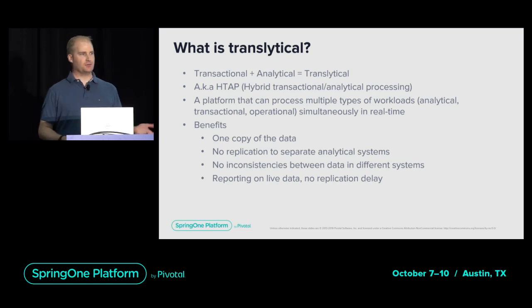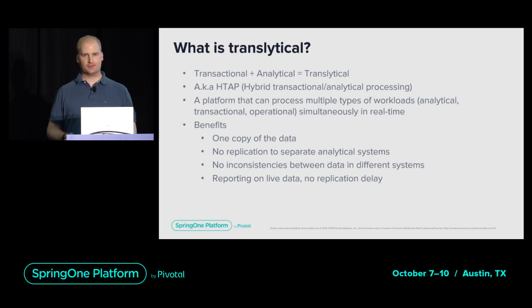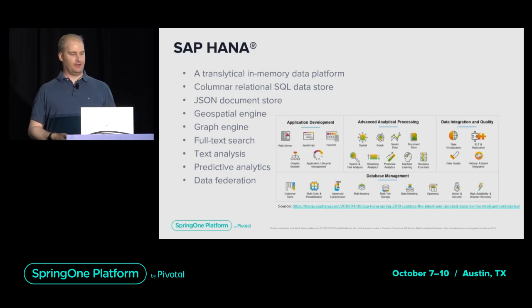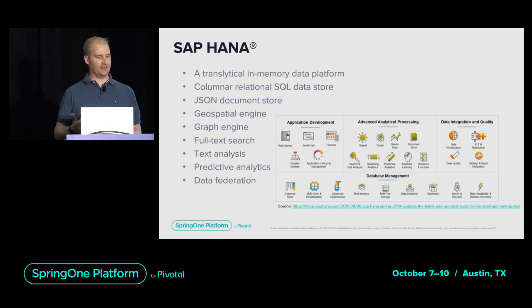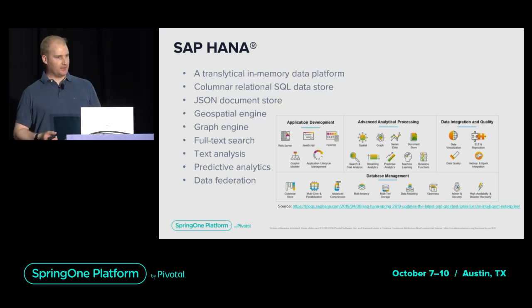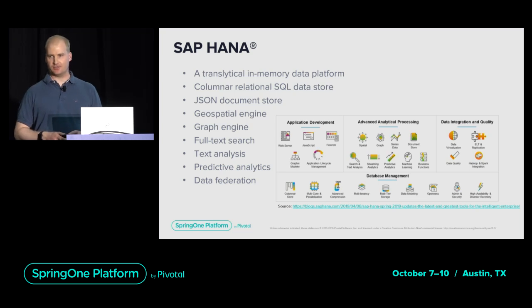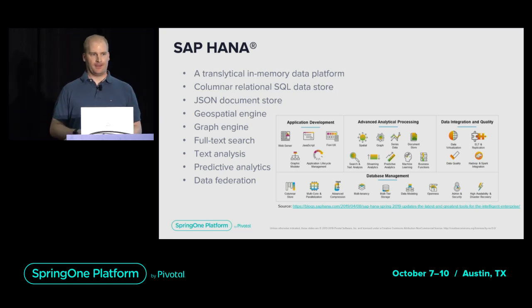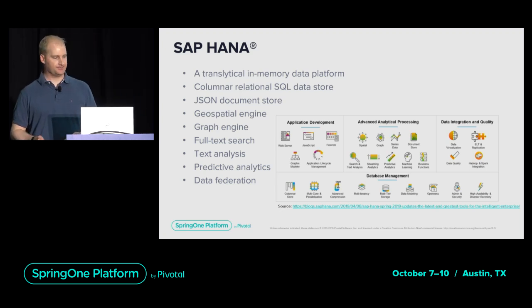And so the question is, why do I care personally? Why do I deal with translytical systems? Well, guess what? SAP HANA is a translytical system. It is a translytical in-memory data platform. So what does that mean? Like I just said, it can handle analytical and transactional workloads at the same time. And it's an in-memory system, which means all data is stored in memory, so there are no disk-based accesses.